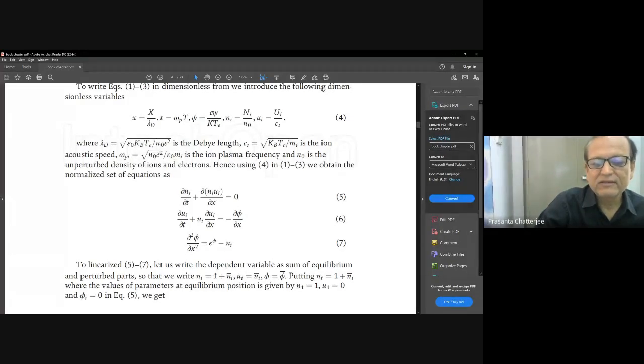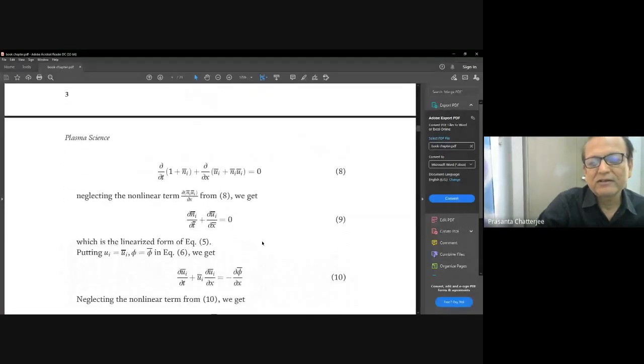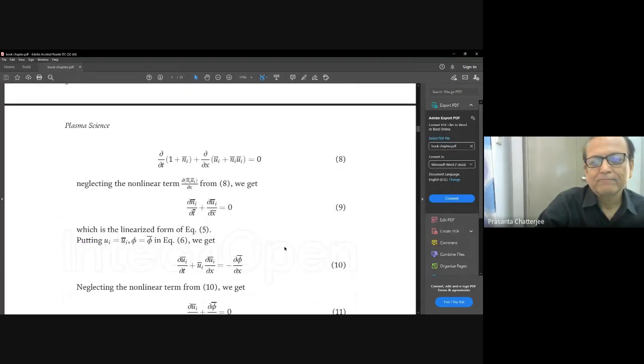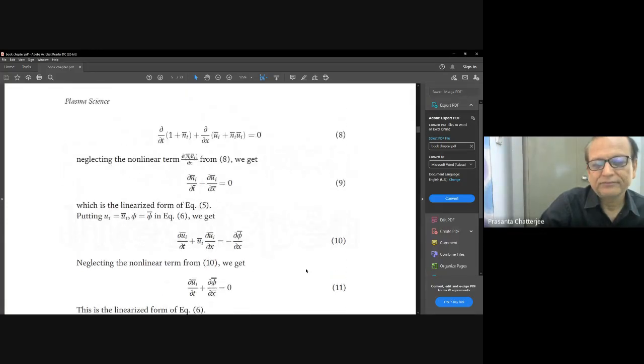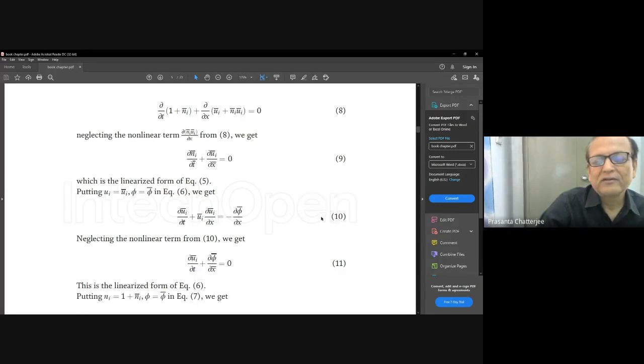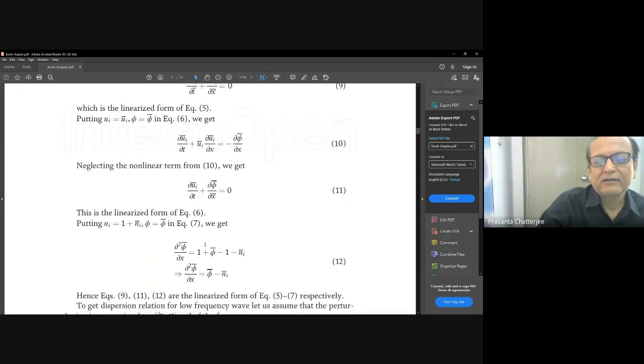Now putting these values of Ni, Ui, and phi, we get a new set of equations: equation 8, equation 9, equation 10, and equation 12. So in equation 8, if we remove the nonlinear term Ni bar Ui bar, we get equation 9. In equation 10, if we remove Ui bar del Ui bar by del x, we get equation 11. And similarly, expanding the exponential to the power 5, we get equation 12.